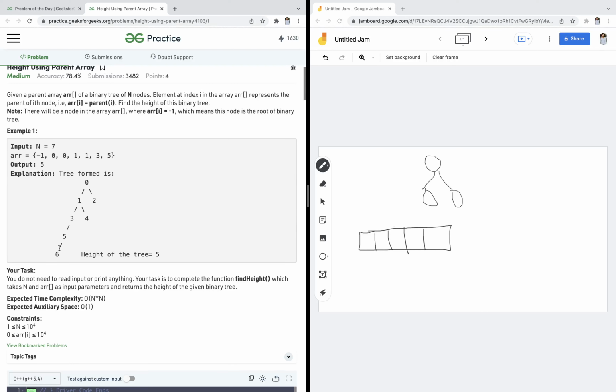Currently the height of the tree, if we count this, is 1. Then we are moving to node 5, index 5, so 1 increases to 2. Then we are moving to 3, so 1, 2, 3. So now the value is 3. Then again, this is index 3, whose parent is 1, so that is this value.